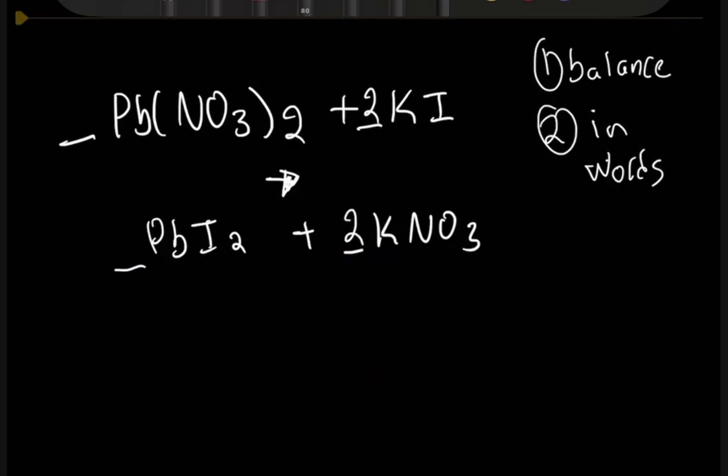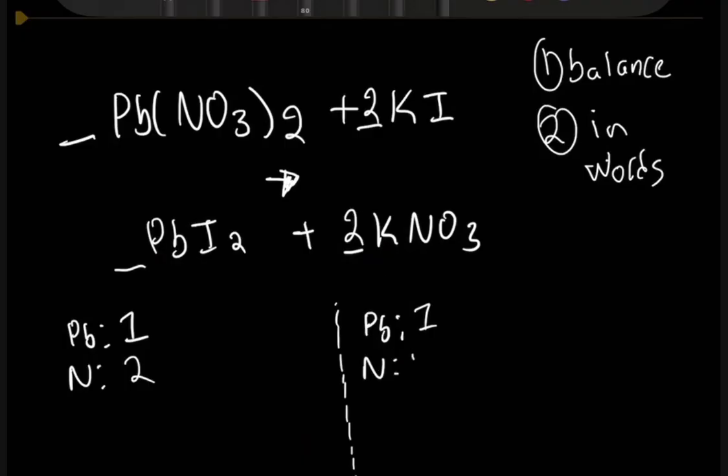Okay, let's see. So on this side, I have 1 Pb. Let's look at the right side. I also have 1. Next, let's look at the nitrogens. I have 2. Here, I also have 2 because this 2 applies to everybody. Good. Next, let's look at the oxygens. I have 6. There's no 6 nitrogen, so that was.